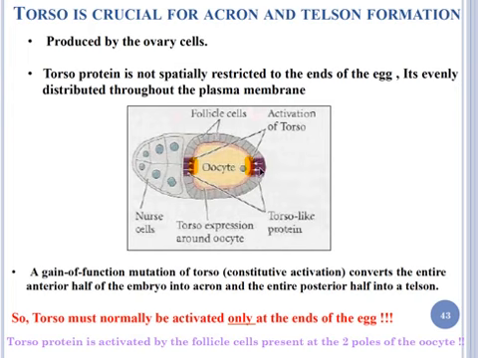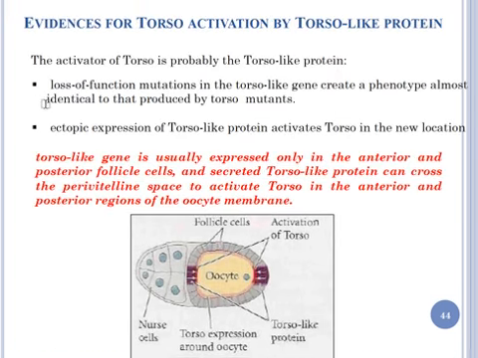And these follicle cells express a gene called torso-like. Okay, torso-like. And this torso-like, when it's secreted by the follicle cells, it can pass through the perivitelline membrane and enter the cytoplasm of the anterior and the posterior sides of the oocyte in order to activate torso only in these locations. Okay, so that acron can be formed right here and telson right here at the opposite domain.